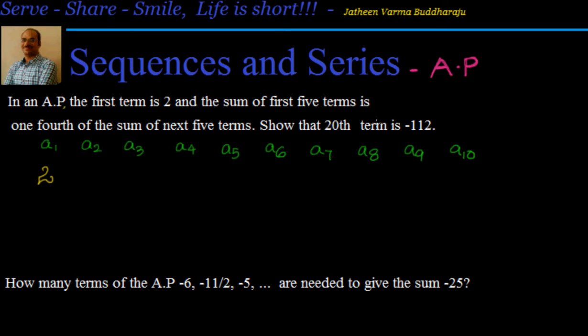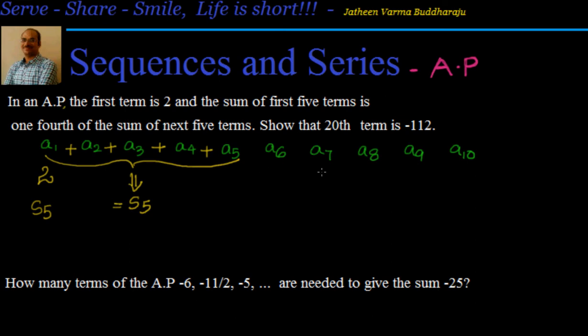We know that the sum of the first 5 terms is 1/4 of the sum of the next 5 terms. What is the meaning of the sum of the first 5 terms? It's nothing but S5. Starting from here, if you add all these, the sum is nothing but equal to S of 5. Then that is 1/4 of the sum of the next 5 terms.